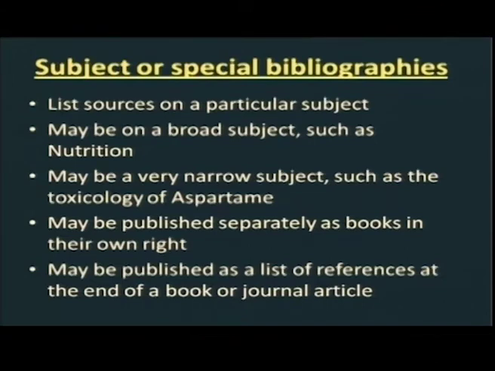Now, they may be published separately as books in their own right, and may be published as a list of references at the end of a book or a journal article. So, what happens when a researcher is conducting research on a particular subject area? If he is publishing an article or a book, he comes out with references at the end of the article, and a list of bibliography at the end of the book also.